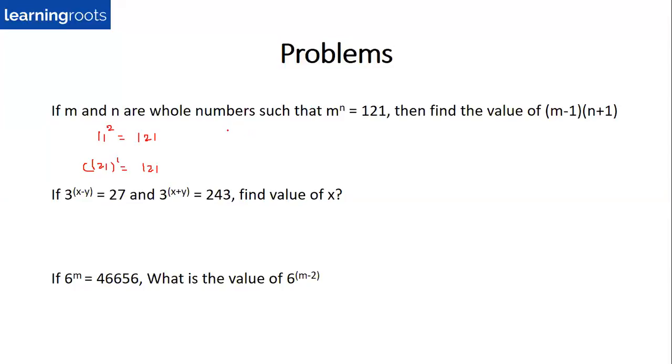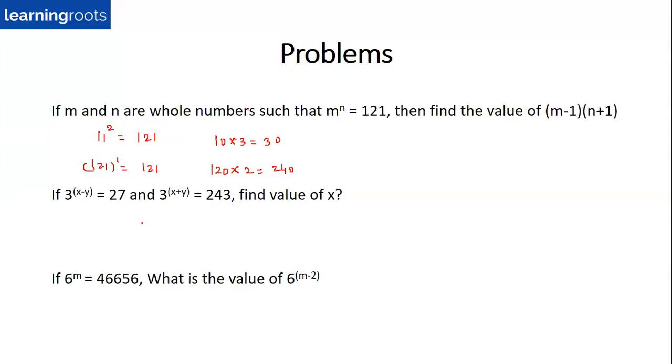In the first case, if you have m minus 1 into n plus 1, you're looking at 11 and 2. So 11 minus 1 is 10, 2 plus 1 is 3. That gives you 30 as the answer. But if you look at the second case, you have 121 minus 1, which is 120, into 1 plus 1, 2. So that gives you 240. So there are two possibilities here. Don't be tempted to mark only the first thing that comes to your mind.